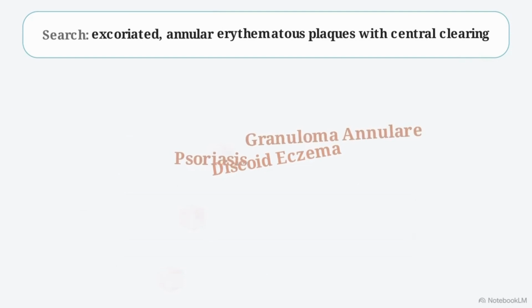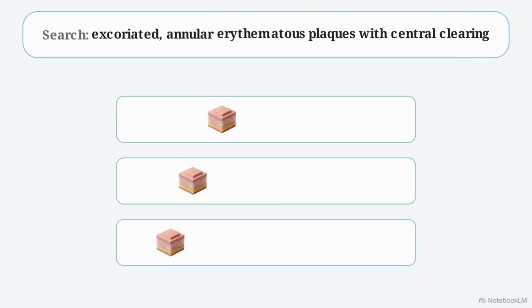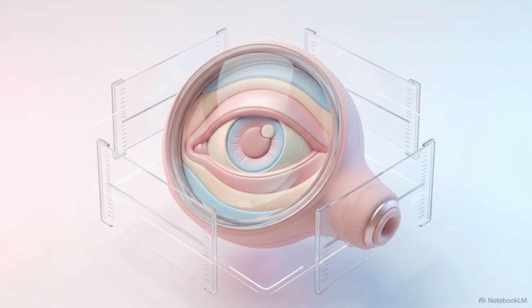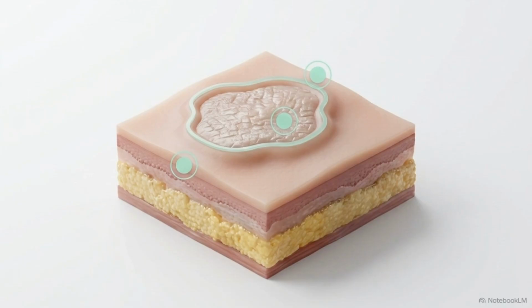Compare that to excoriated, annular erythematous plaques with central clearing. That precision instantly filters a massive, chaotic list down to a highly targeted diagnosis. In dermatology, precise physical description serves as a highly structured, objective language. It provides the specific data points required to narrow the search.